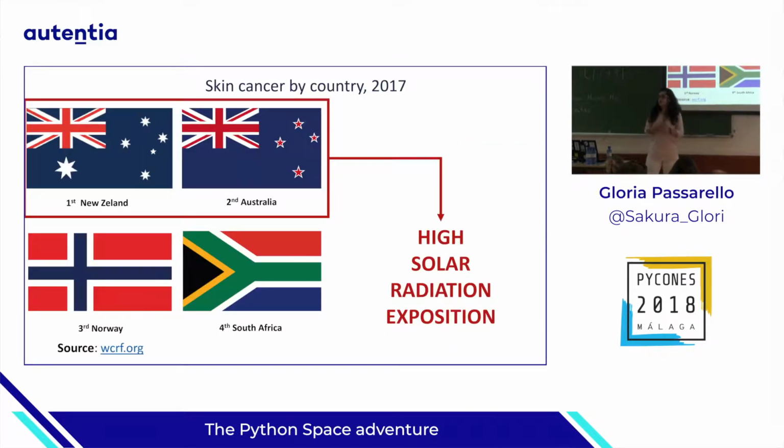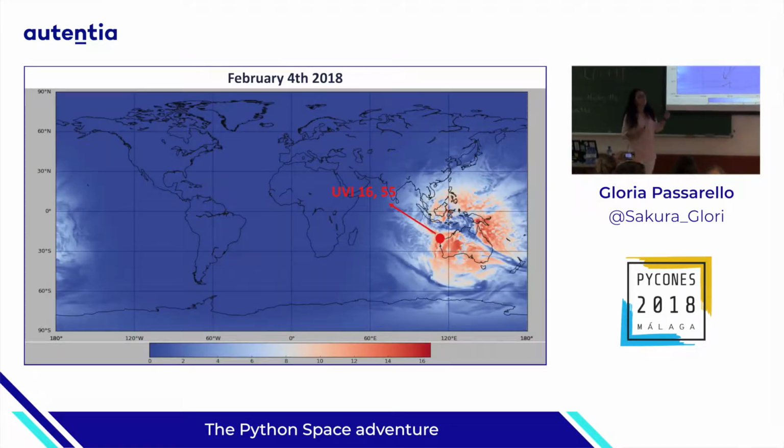The other day I saw an interesting statistic from the World Cancer Research, and I saw that the countries with the highest rate of skin cancer are those with, on average, the highest exposure to solar radiation. For example, these are the values of solar radiation at global level for February 4th. And that day, our Australian friends were exposed to solar radiation above 16. Just keep in mind that with 11, you have to get total protection.